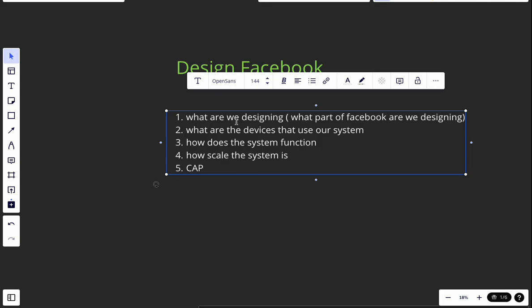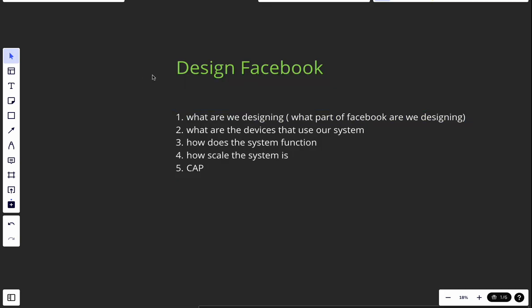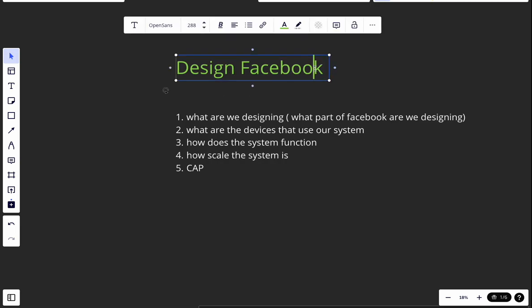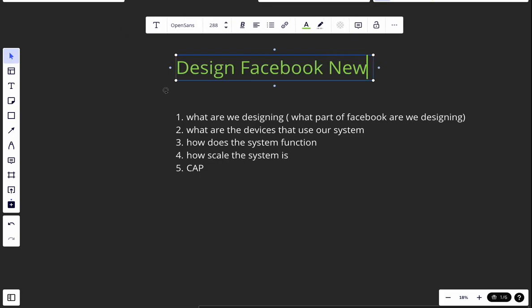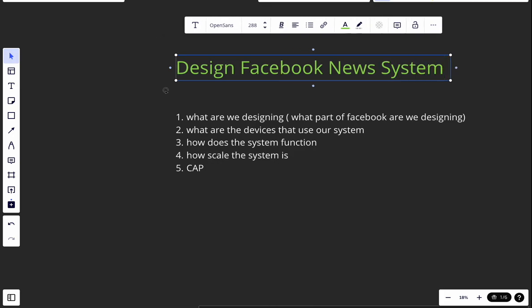So first of all, when we are designing Facebook, please don't jump into designing directly. I have done this problem, and you will feel that you are lost in the middle of the interview. So what should you do? First, we just narrow the scope. We say, what are we designing? So our interviewer will tell us what specific part of Facebook he wants us to design, and he will say, okay, we think about designing the news feed system of Facebook.